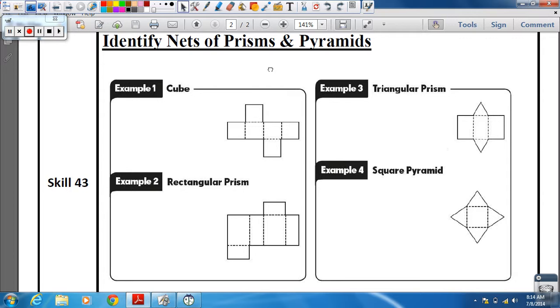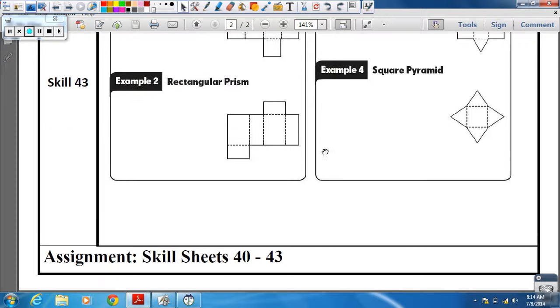Basically, that's like if you take a box and you flatten it out, what does it appear to be? So if you look here, the cube is given to you, the rectangular prism, triangular prism, and a square pyramid. If you notice, the square pyramid is a square because the base is square. Your assignment that goes with these notes is Skills Sheets 40 through 43.